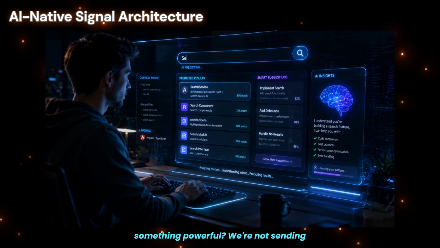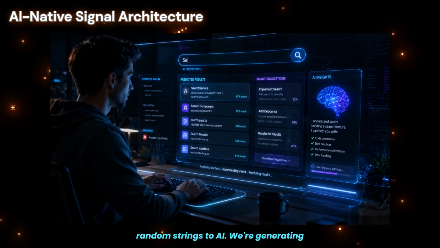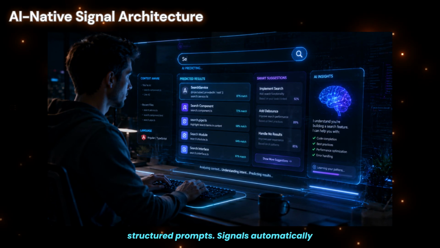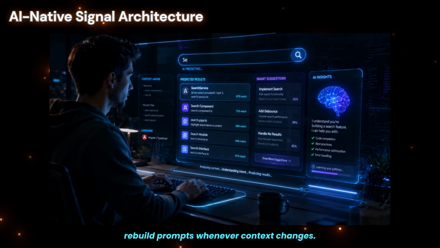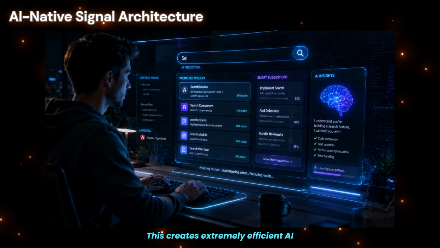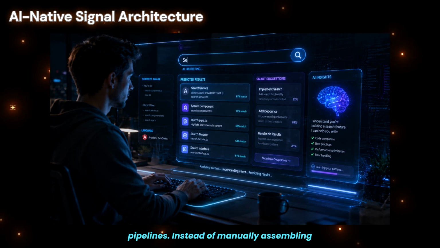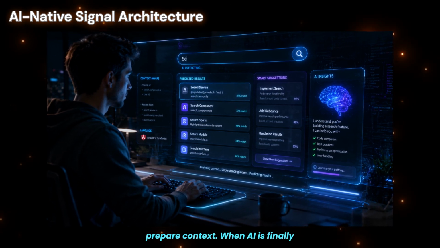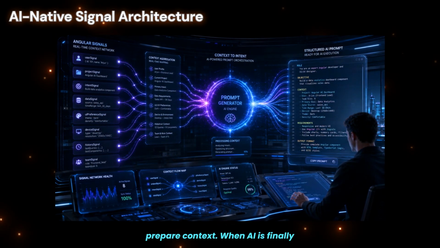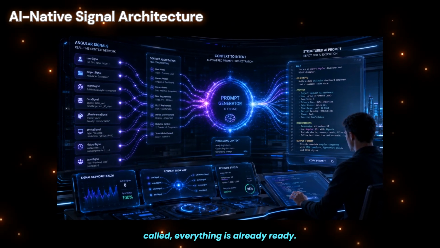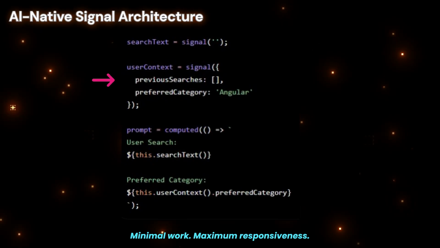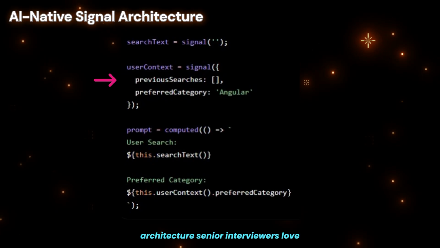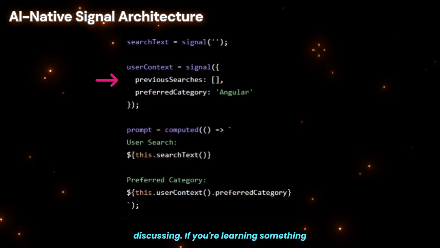Notice something powerful. We're not sending random strings to AI. We're generating structured prompts. Signals automatically rebuild prompts whenever context changes. This creates extremely efficient AI pipelines. Instead of manually assembling request payloads, signals continuously prepare context. When AI is finally called, everything is already ready. Minimal work, maximum responsiveness. This is exactly the kind of architecture senior interviewers love discussing.